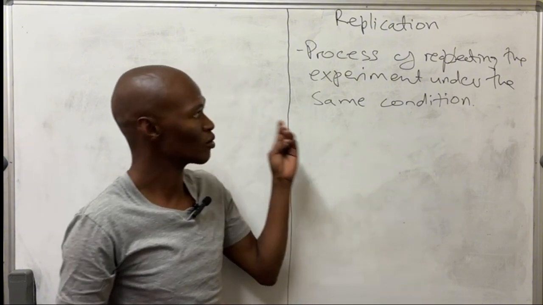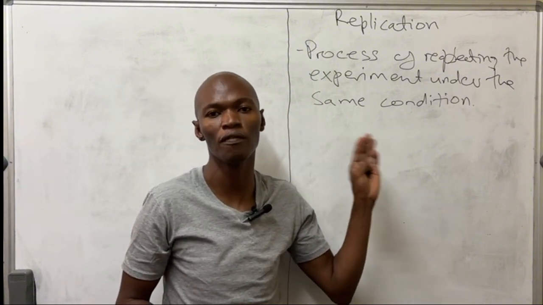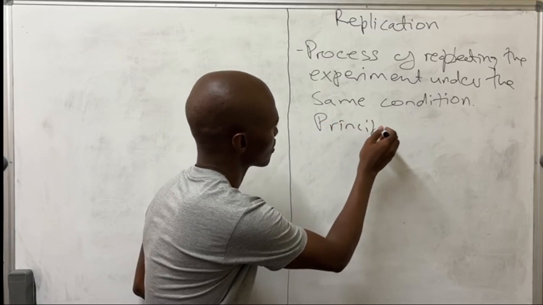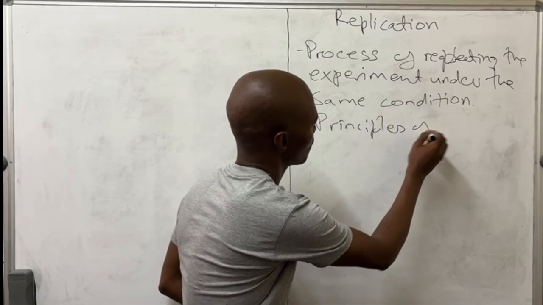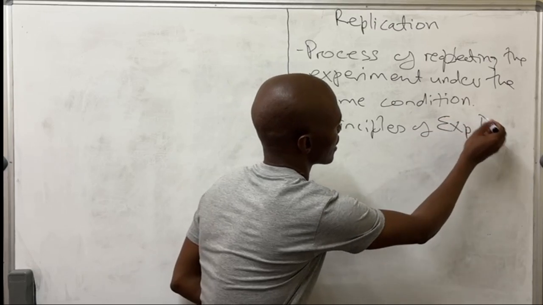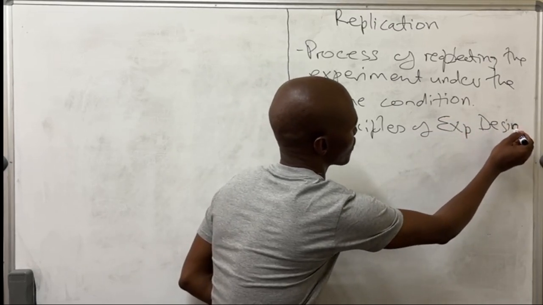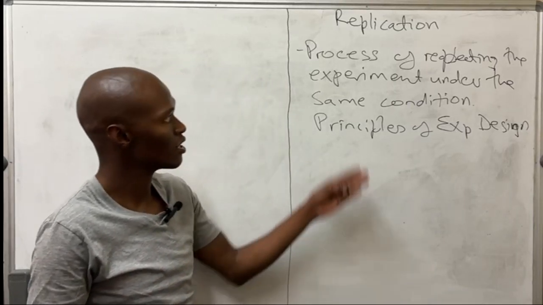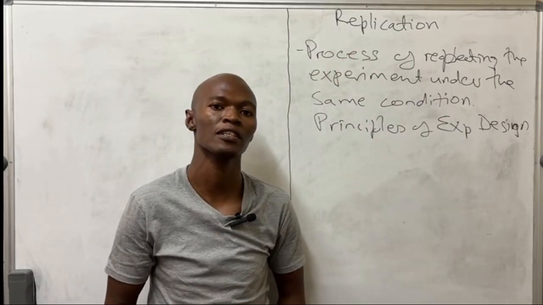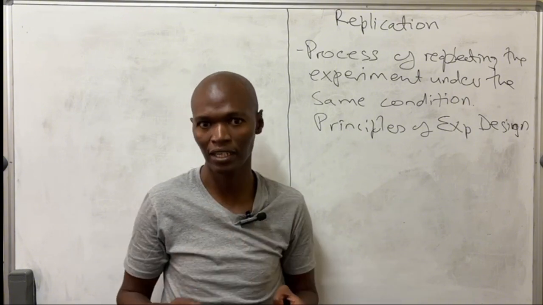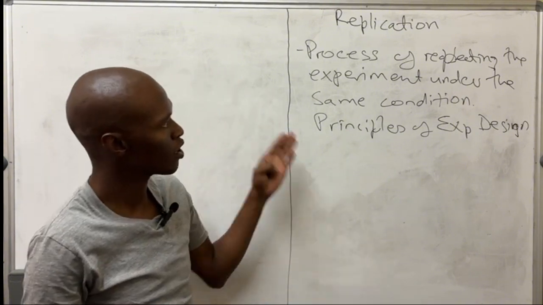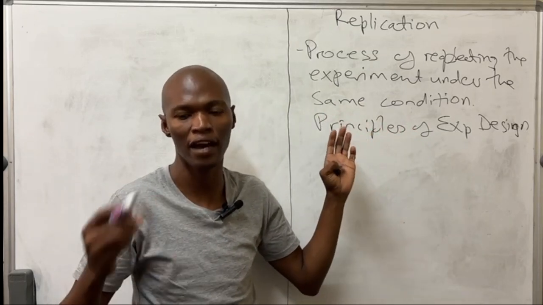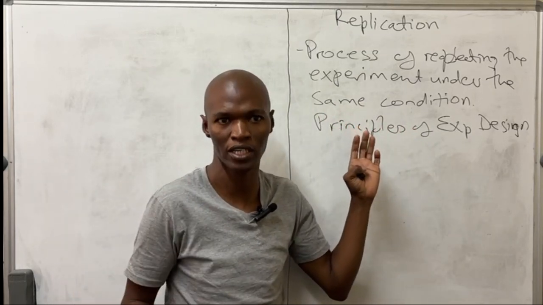Now, this process is one of the principles of experimental design. Remember, in one of my videos I was explaining the principles of experimental design, so we also spoke of replication. So now we are saying that when you conduct your research, you have to make sure that you also have replication as the process of repeating that experiment under the same condition.